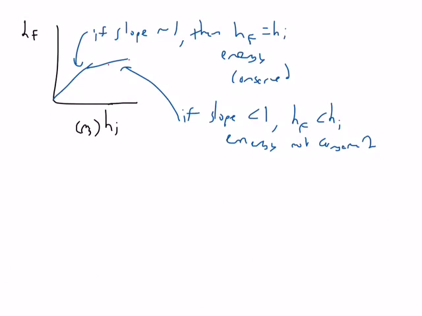conserved. You can do the exact same analysis if, instead of heights, we used V_I squared and V_F squared. That's the kinetic energy. It'd be the same sort of slope analysis.